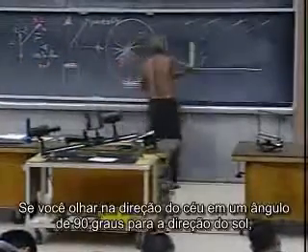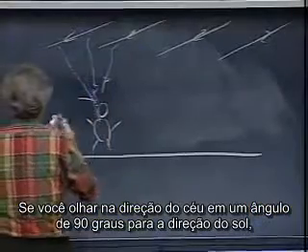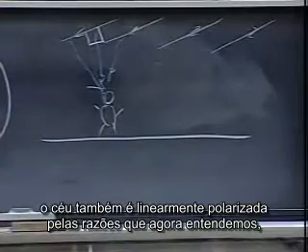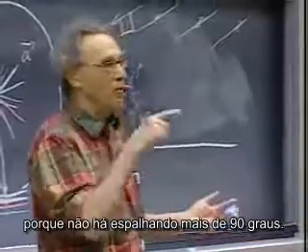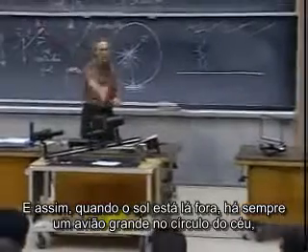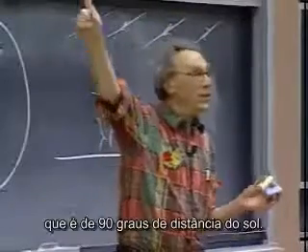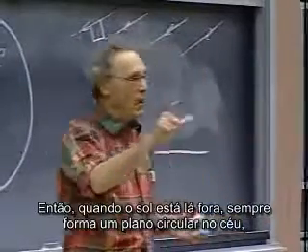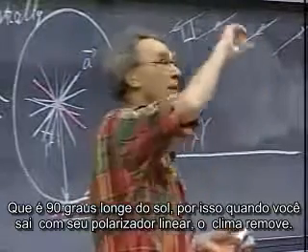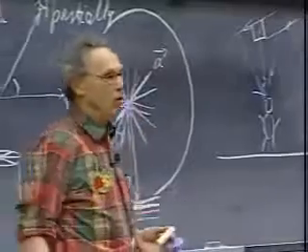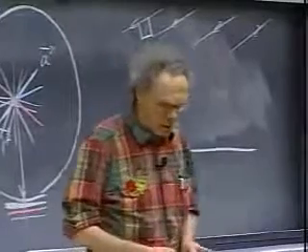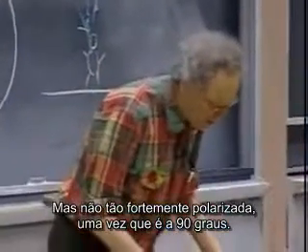If you look in the direction of the sky at an angle of 90 degrees to the direction of the sun, the sky is also linearly polarized, for the reason that we now understand, because there is scattering over 90 degrees. And so when the sun is out there, there is always a whole plane, a great circle in the sky, which is 90 degrees away from the sun. So when you come out with your linear polarizers, as soon as the weather clears, look at the blue sky, and look 90 degrees away from the sun, and you will see that the sky is very strongly polarized. If you look at angles different from 90 degrees, it's partially polarized, but not as strongly polarized as it is at 90 degrees.